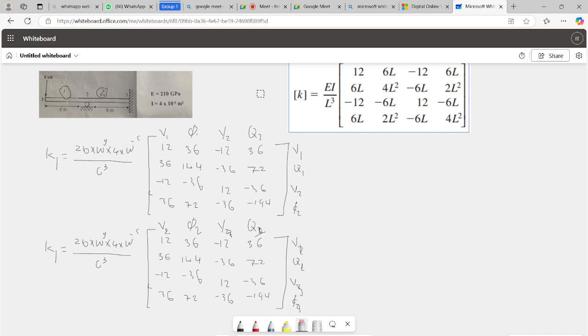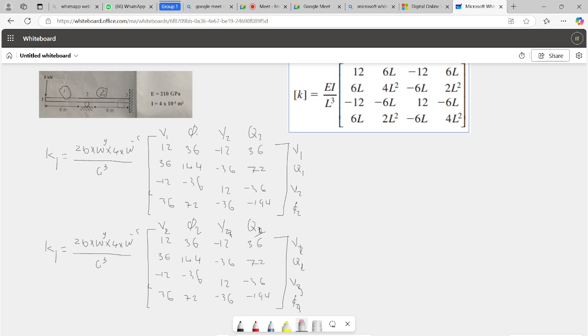But now, we cannot have a 3 by 3. Why? Because each element is having V and phi. So it means the number of nodes that you have, you need to multiply it by 2. So it means you are going to have a 6 by 6 matrix.